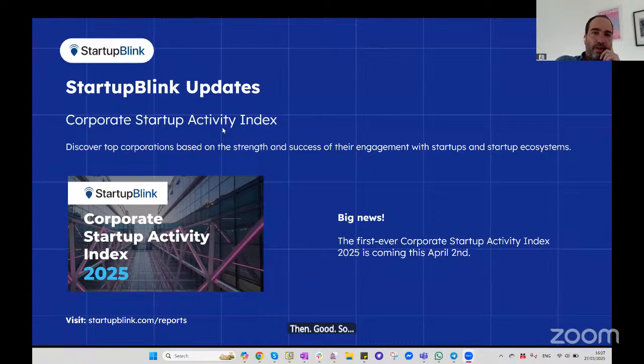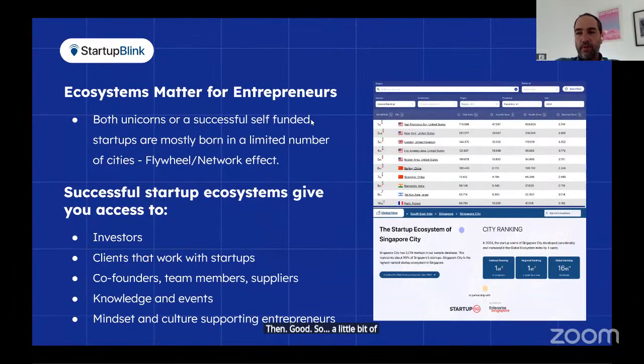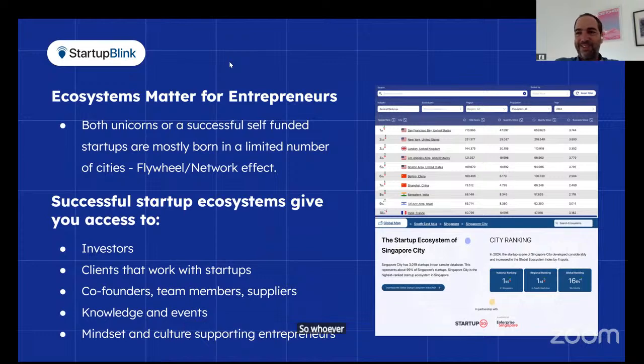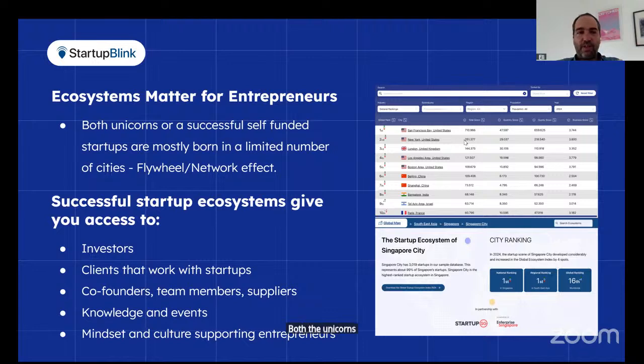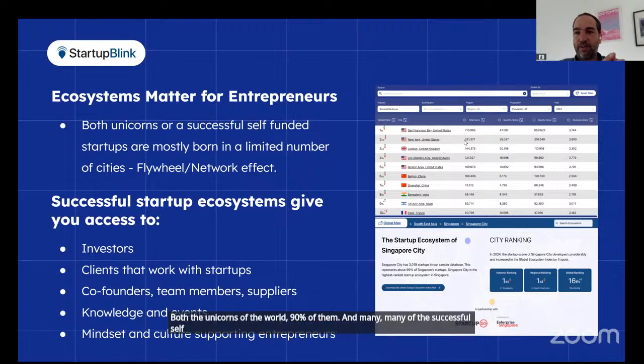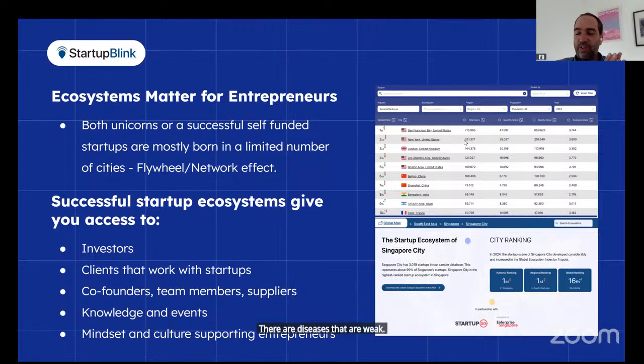A little bit of why ecosystems matter for entrepreneurs. Whoever is building a startup in the audience should pay very, very close attention to which ecosystems are the best and which ones are underperforming, and make sure that they are trying to be in a place that is actually winning. The reason is as follows. 90% of the unicorns of the world, and many of the successful self-funded startups, are in winner cities. They are in cities that are winning. Now, those cities don't have a higher level of intelligence than the other cities.